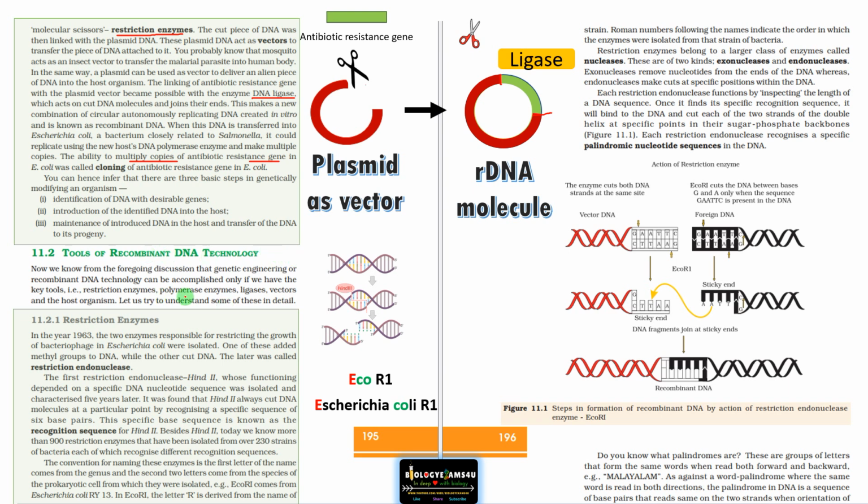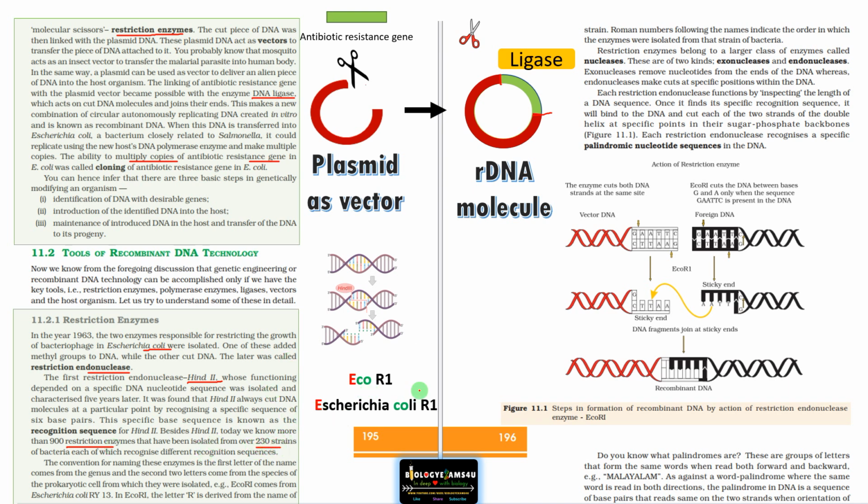Then details about the tools used in recombinant DNA technology. The first one is restriction enzymes, and methylase. These are two enzymes that were isolated from E. coli, and restriction enzymes were later called restriction endonucleases. The first restriction enzyme isolated was HindII from Haemophilus influenzae. Now we have almost 900 restriction enzymes isolated from around 230 strains.